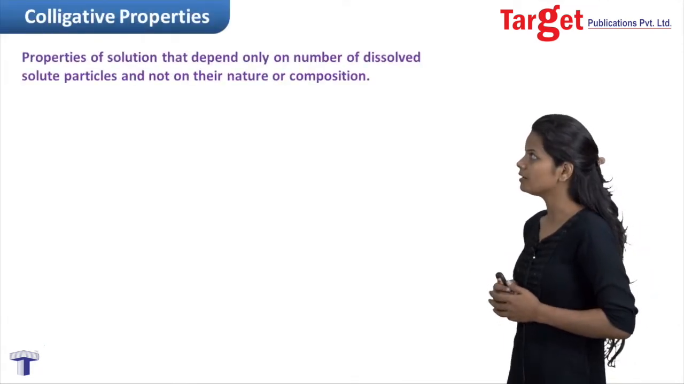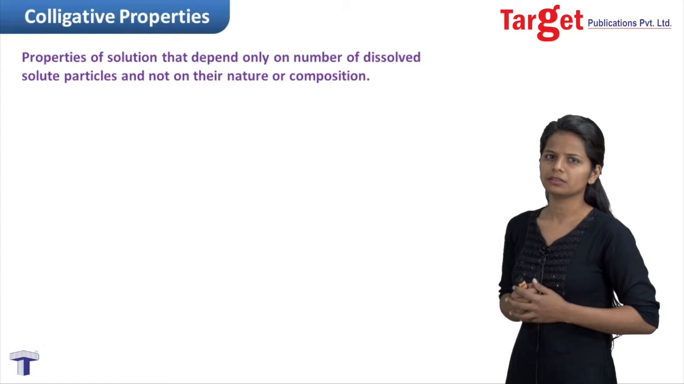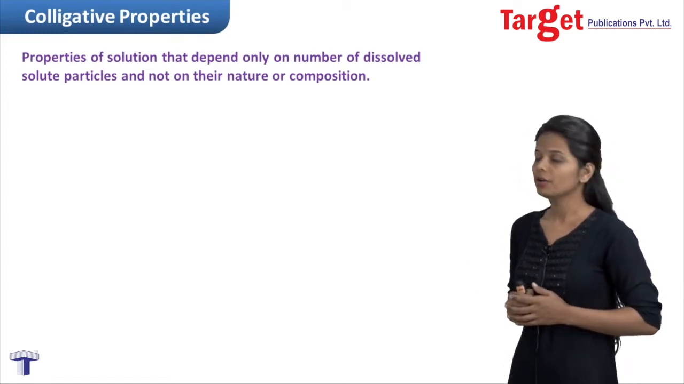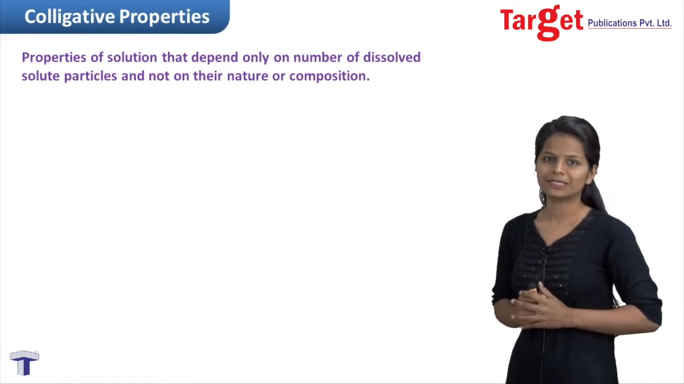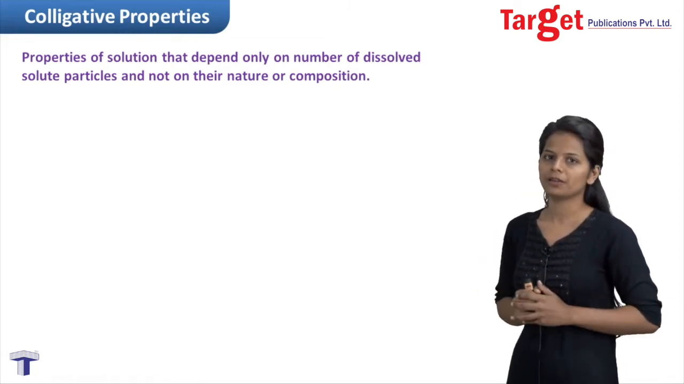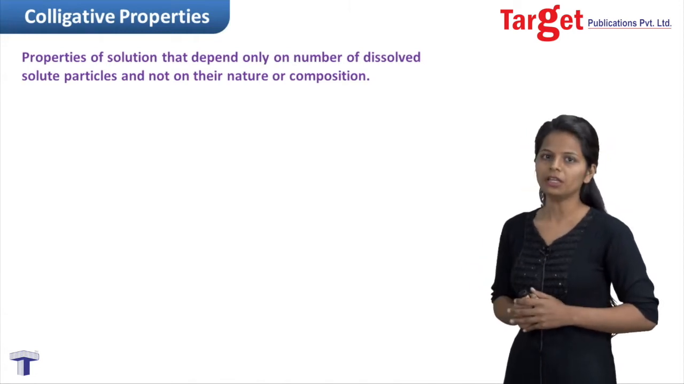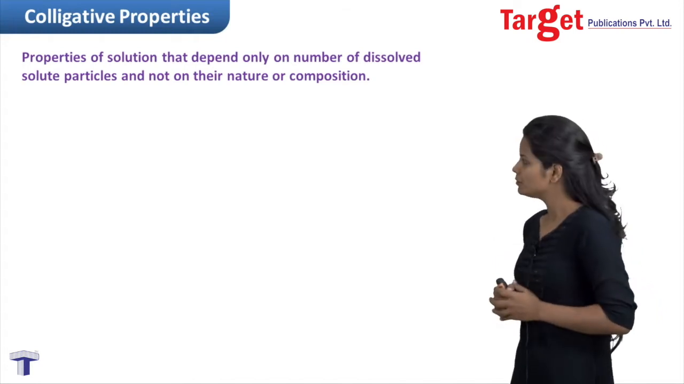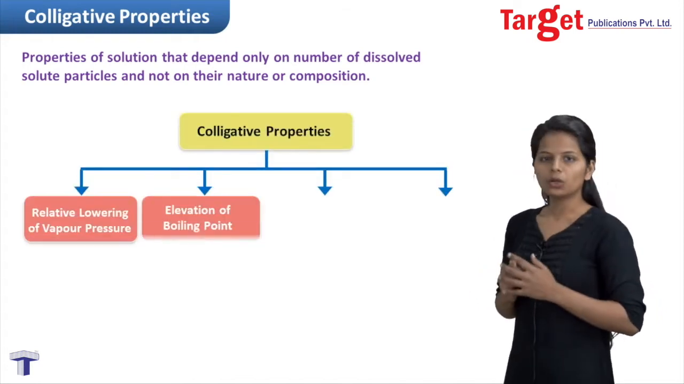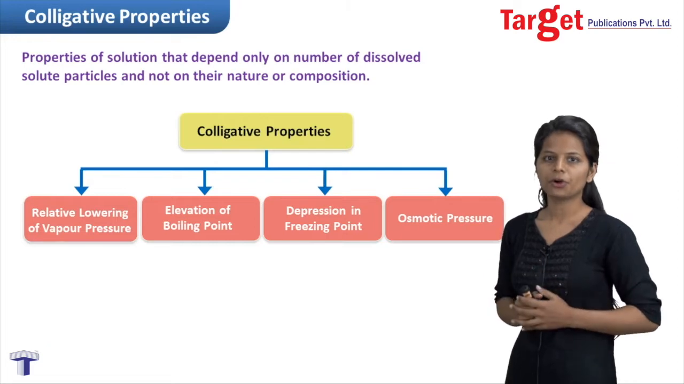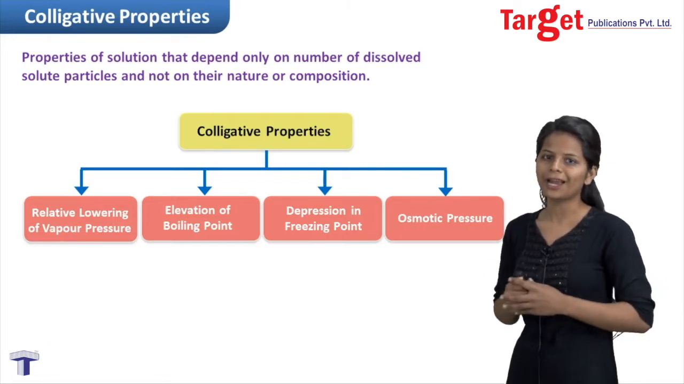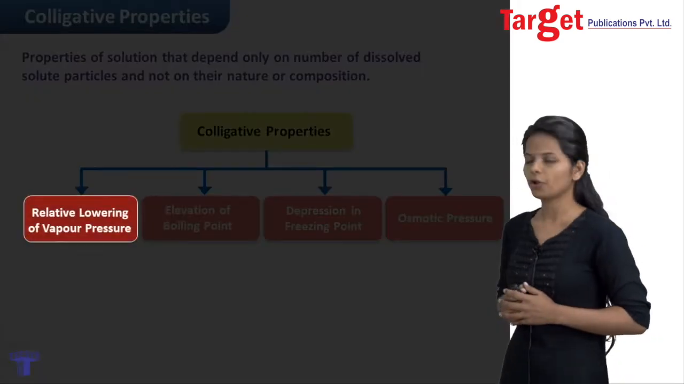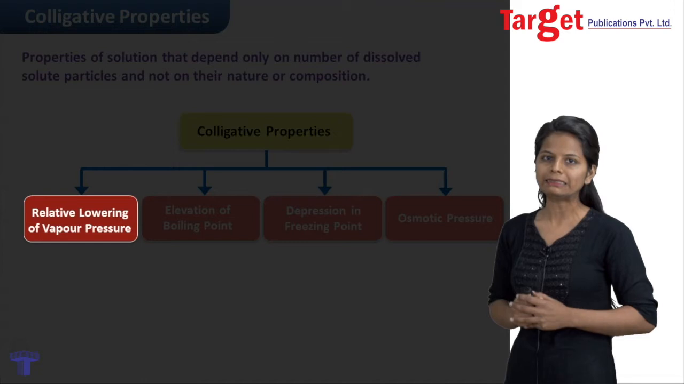Now, let's try and understand what colligative properties means. Colligative properties are simply the properties of a solution which depend only on the number of solute particles present in the solution, and they are totally independent of the nature or the composition of the solute. There are 4 colligative properties in total: relative lowering of vapor pressure, elevation of boiling point, depression in freezing point, and osmotic pressure. In this session, we are going to talk about the first colligative property, which is relative lowering of vapor pressure.